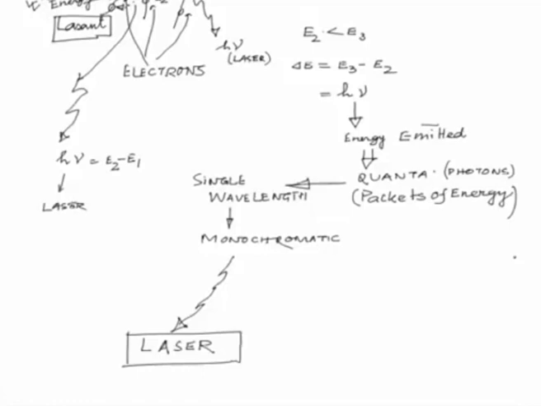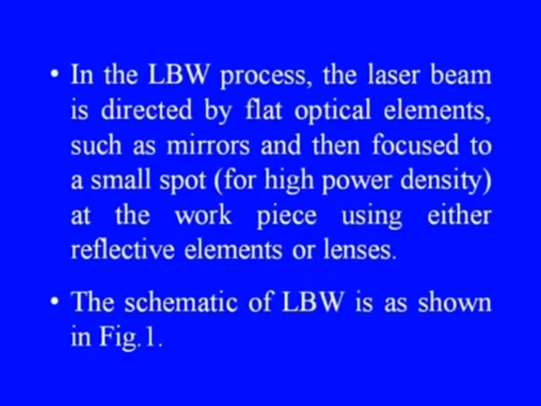In the laser beam welding process, the laser beam is directed by flat optical elements such as mirrors and then focused to a small spot for high power density at the workpiece where we want to do the welding operation, using either reflective elements or some special lenses.